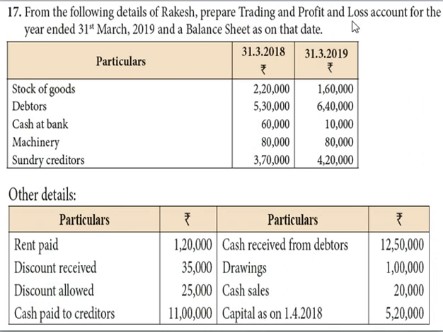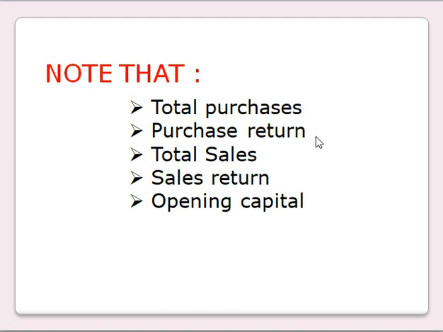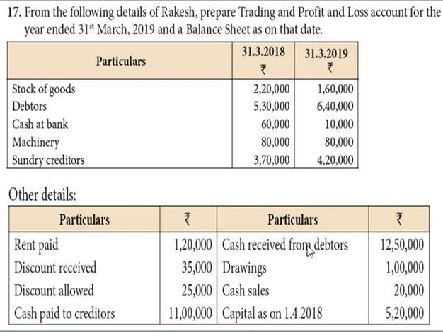For the calculation of these accounts, we have to check whether they have given total purchases, purchase return, total sales, sales return, opening capital. In this sum, they have given the amount for opening capital and cash sales, but they didn't give the amount for total sales. So for the calculation of total sales, we have to find credit sales, as we know that total sales is equal to cash sales plus credit sales.